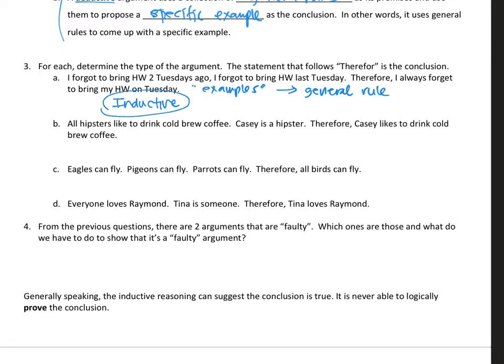Second, all hipsters like to drink cold brew coffee. I kind of do too, not really, maybe. Casey is a hipster, therefore Casey likes to drink cold brew coffee. All right, so the first statement is a general statement. It says all hipsters. It's a general rule. And then Casey is an example of a hipster, so it's giving a specific example. So here they're using deductive reasoning, right? All right, I'm going to have you pause and think about part C and part D.